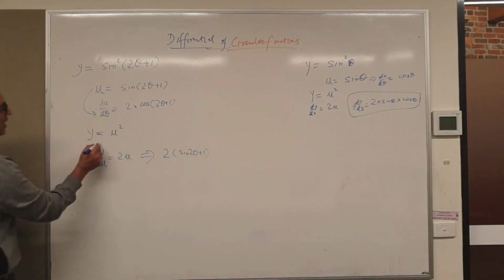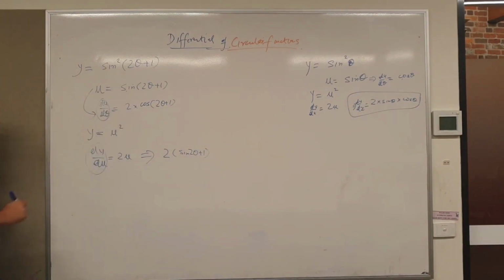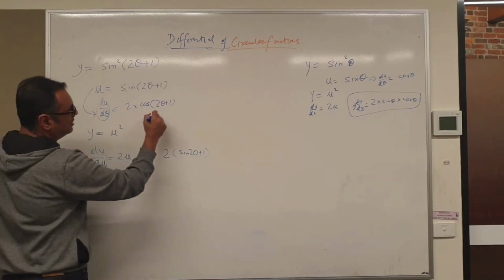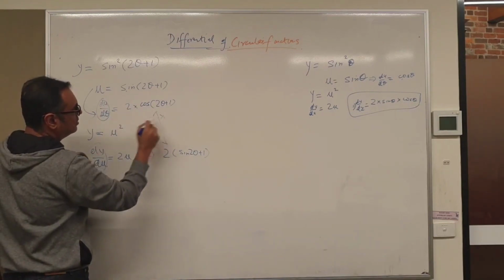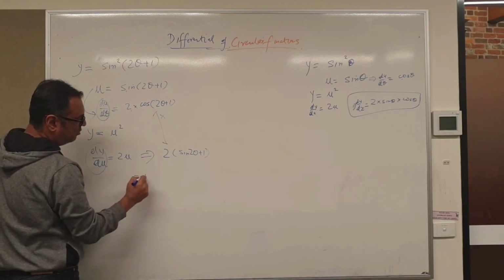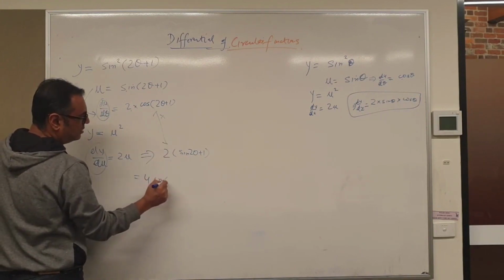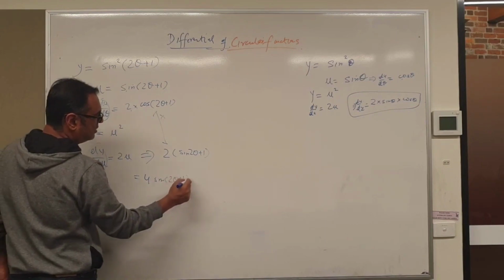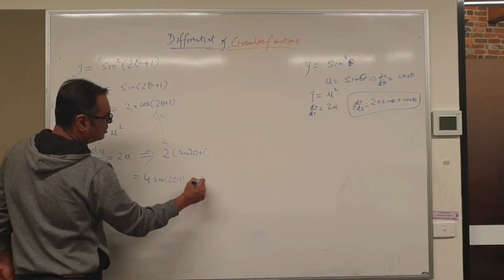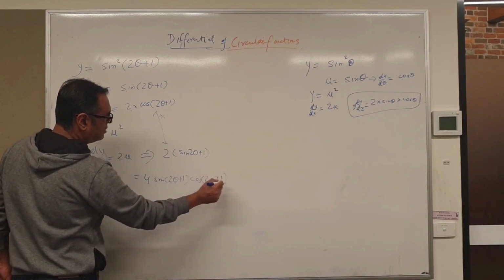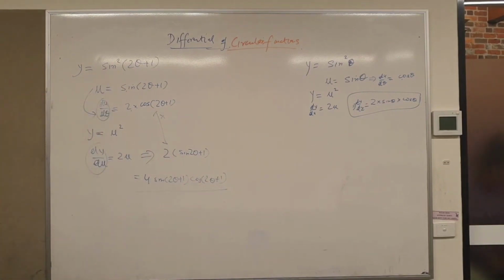Now chain rule just tells me to multiply these two. So you multiply these two values. 2 times 2 becomes 4. Then sine 2 theta plus 1 cos 2 theta plus 1. Where did you go wrong, remember? The U. And till what point have you done it, Ayushka?